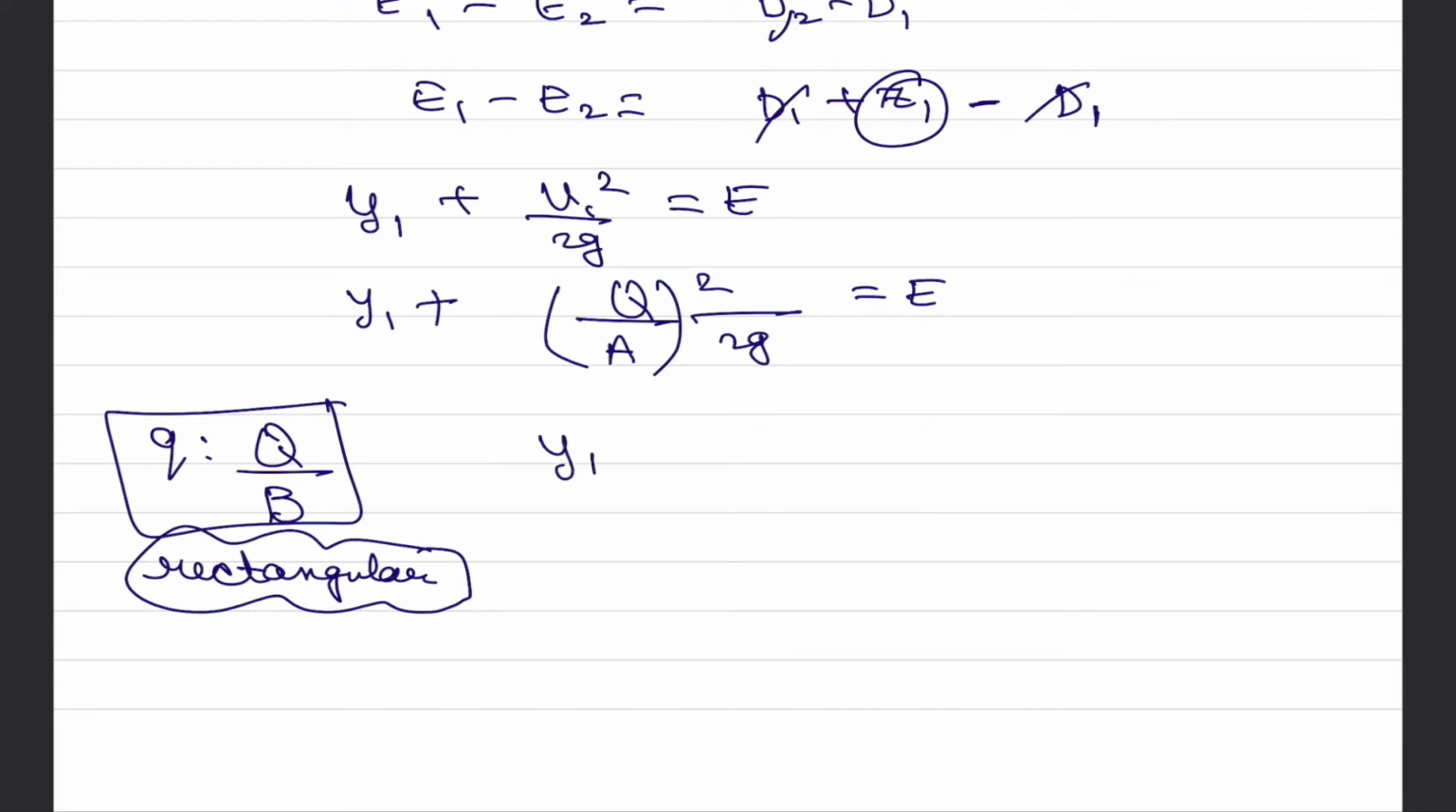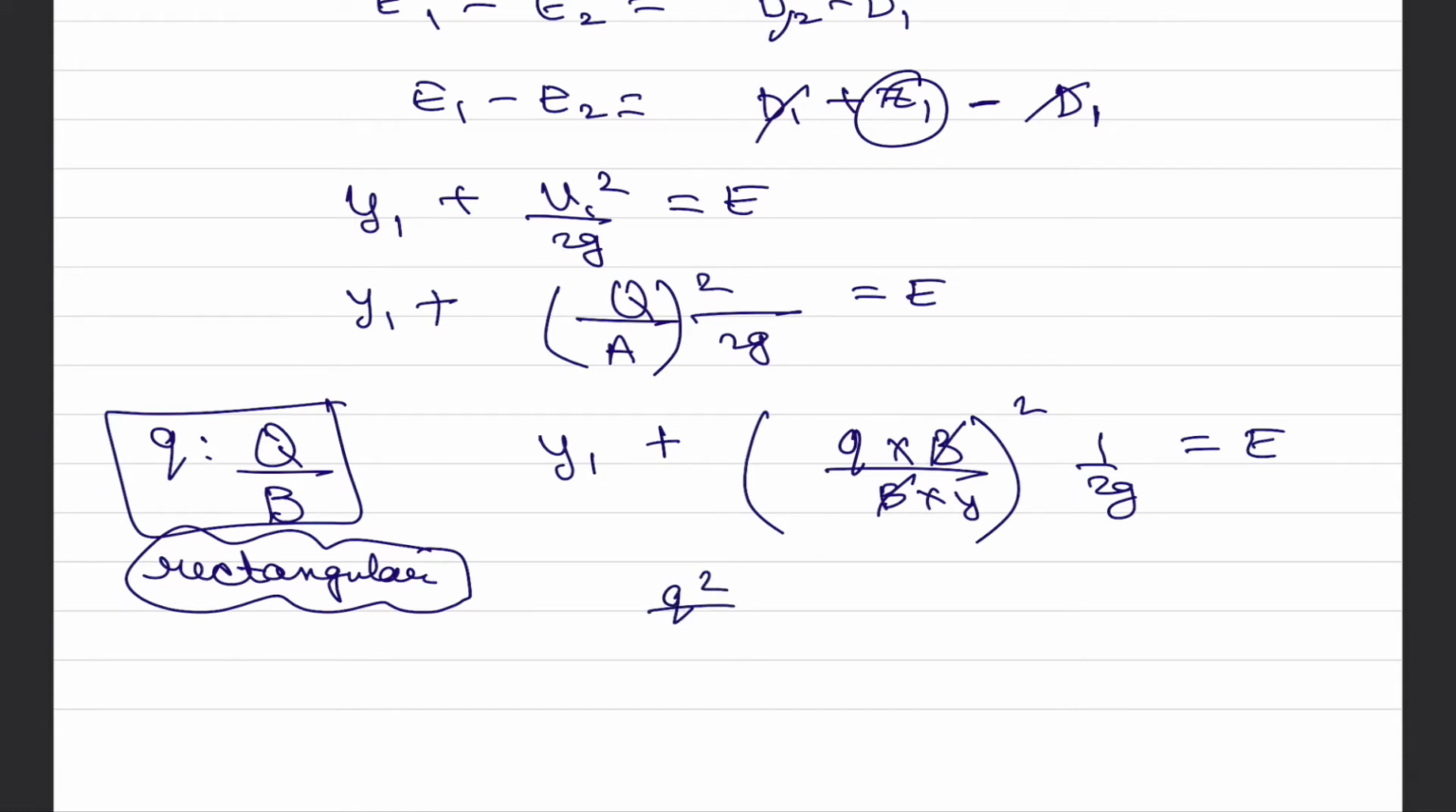So we can again write this as y1 plus q by b, which can be written as Q into b divided by b into y, and its square divided by 2g. Of course, this would cancel out and this is equal to E. So we can write this as q square upon 2g equal to Ey square minus y cube upon simplification at section 1. I am just dropping this subscript 1 from here because we are talking at a particular cross section.